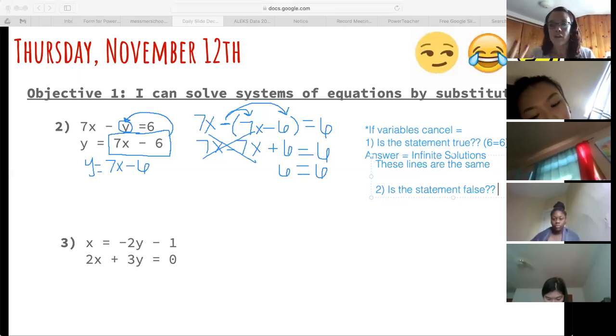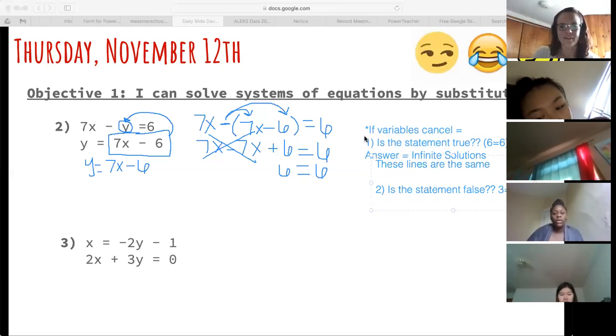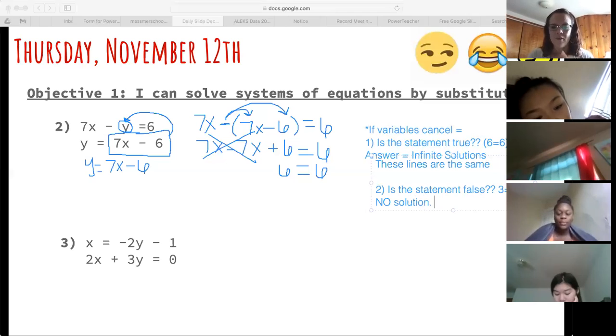So what happens if I would have done this and I would have gotten 3 equals 6? Anyone know what that means? What would it mean if it's false? Any ideas? Remember, what's the point? What are we trying to figure out here? Oh, I see someone's cashing in. Hey, yes, Mila, good. It means that there's no solution, right? So if there's no solution, what does that mean about the lines? What does it mean about the lines?